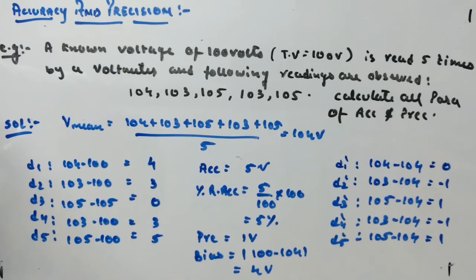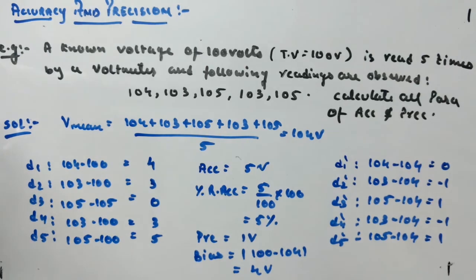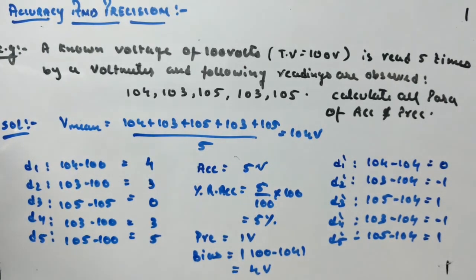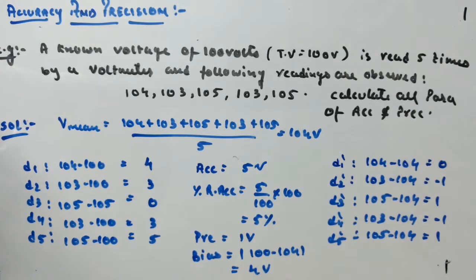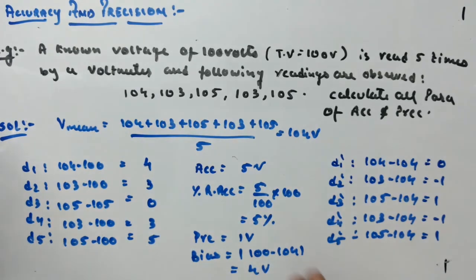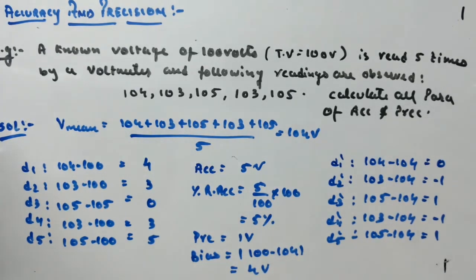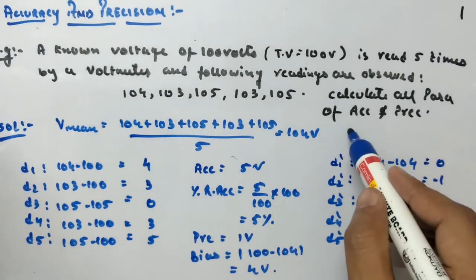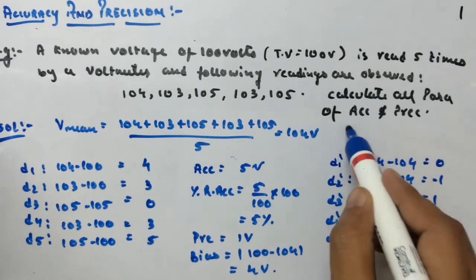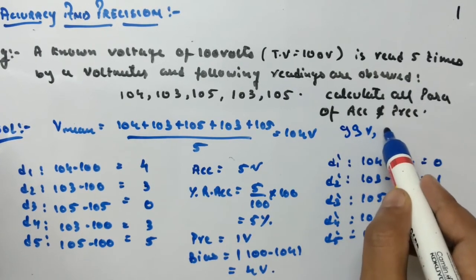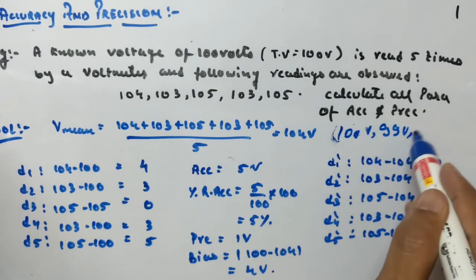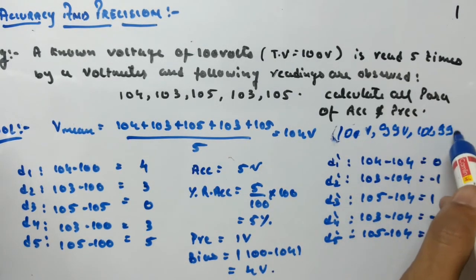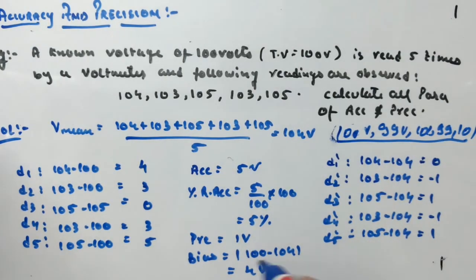And then bias is 4 volts, which means you have to calibrate your instrument to remove this bias, else your readings will not be correct. So if you recalibrate the instrument and remove the bias, then what will the readings be? If this becomes 0, then just subtract 4 volt from each reading. So 100 volt, then 99 volts, then 101, then 99, then 101. Okay, these will be the readings if you remove the bias.